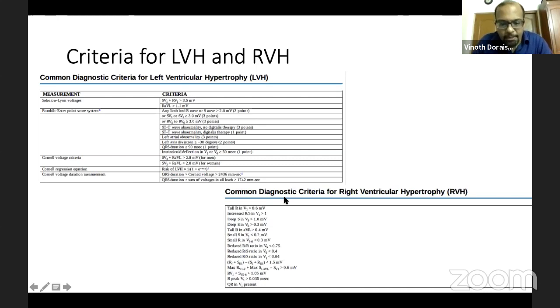In the same way in right ventricular hypertrophy, if you have tall R waves in V1, which is overlying the right ventricle, of more than 6 millimeters, or an increased R by S ratio, or deep S waves in V5 and V6, it will be right ventricular hypertrophy. So you can refer to the standard textbooks to know the criteria for adults.